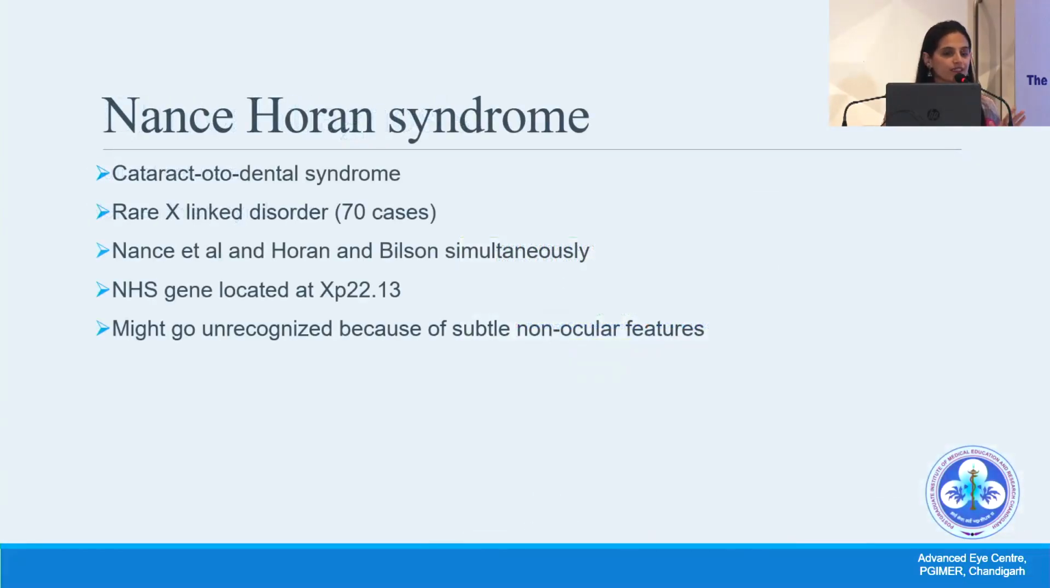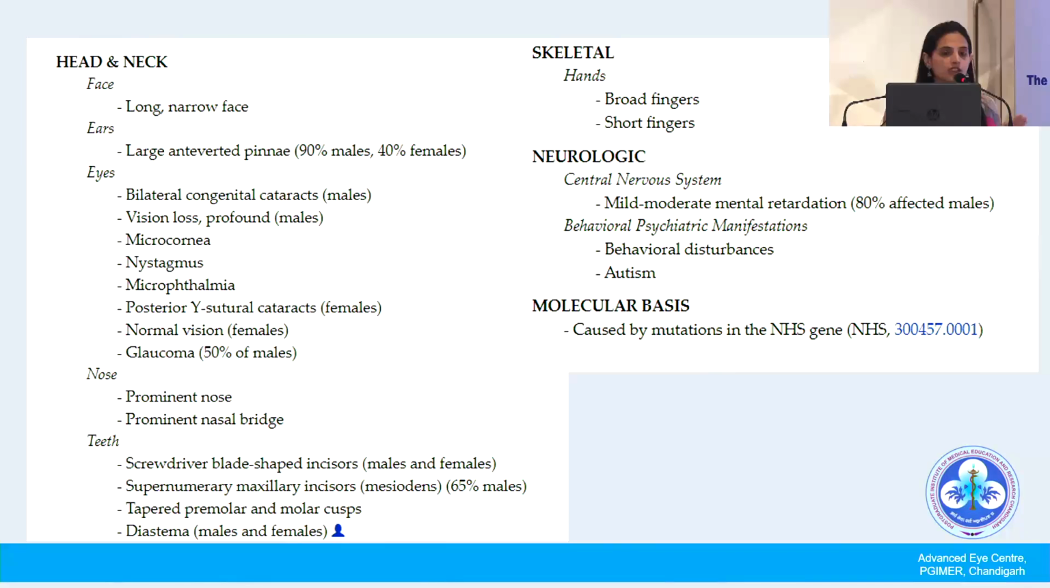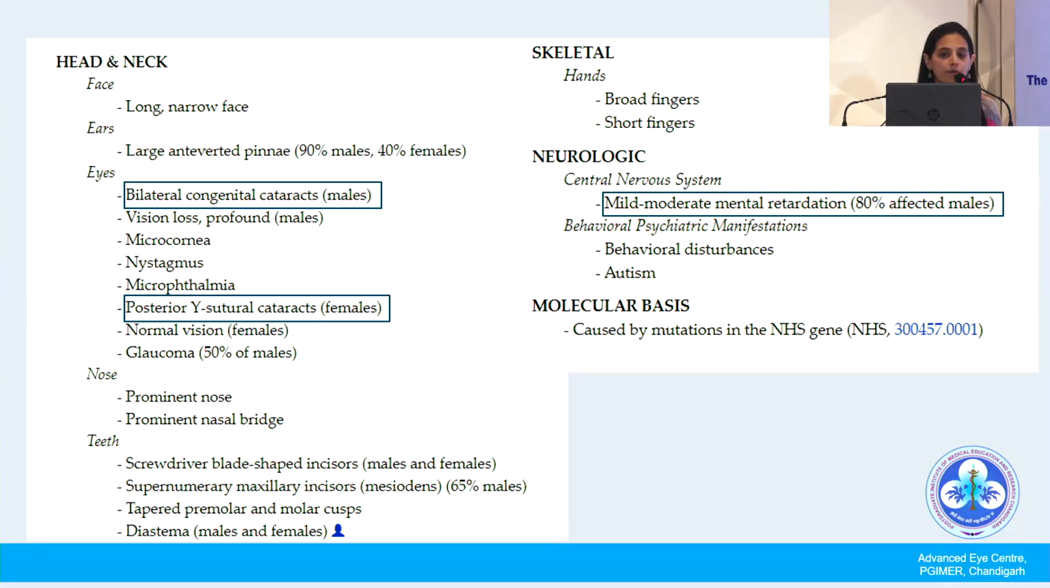So it is typically an X-linked disorder, and it is because of mutations in the NHS gene, which is located on the X chromosome, and it has sometimes very subtle non-ocular features, so it might go unrecognized. These are the typical features of Nance-Horan: bilateral congenital cataracts, males presenting more severely than females, sutural if you can pick them up at the right time, associated with mental retardation and dental abnormalities.